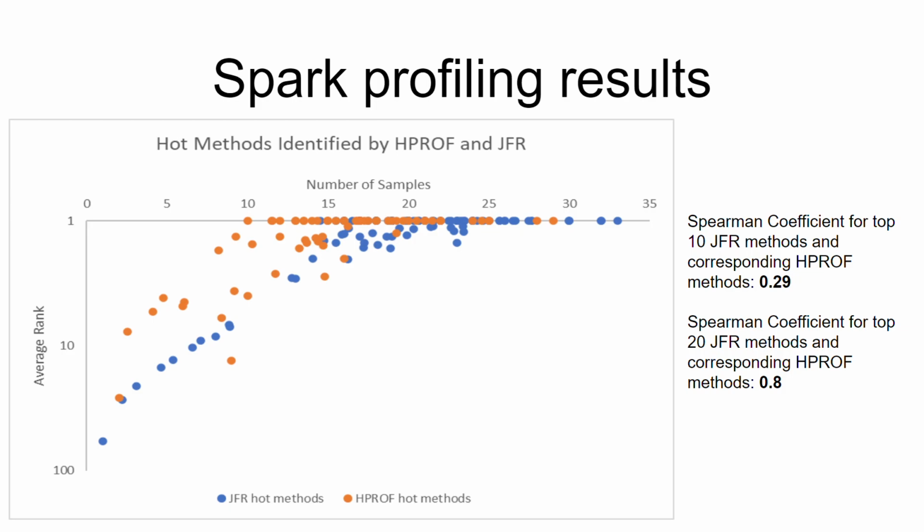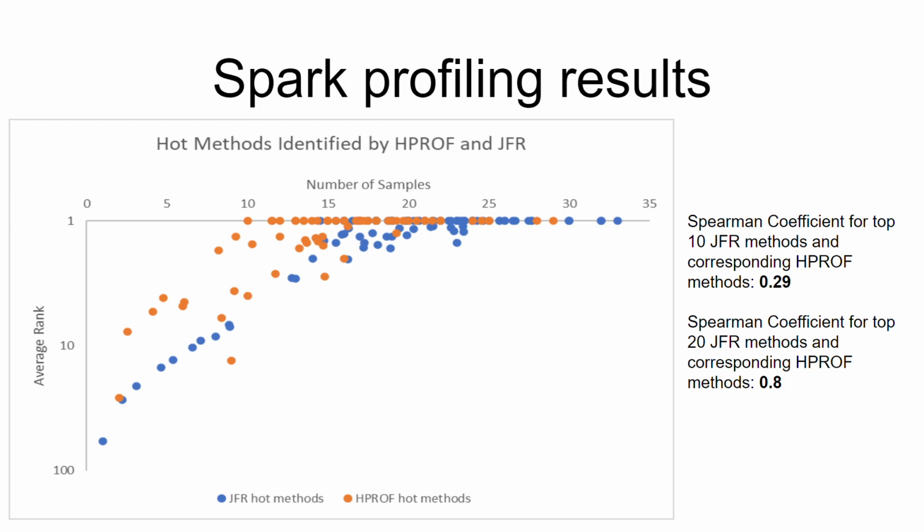So we can imagine that in the top 20 JFR methods, we're seeing the hprof methods in similar ranks about 80% of the time. So I think this is pretty good for our framework. It doesn't need to be exactly the same, but as long as we're getting similar rankings for our functions and reasonable results, that's what we need.